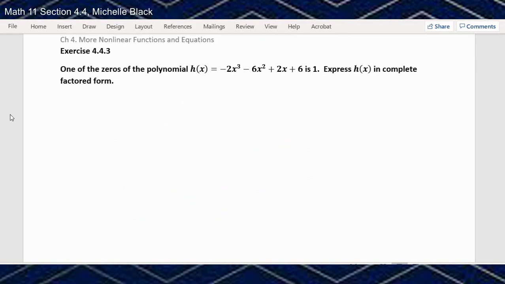Exercise 3. One of the zeros of the polynomial h of x equals -2x cubed minus 6x squared plus 2x plus 6 is 1. Express h of x in complete factored form. If one of our zeros is 1, then this implies that x minus 1 is a factor.